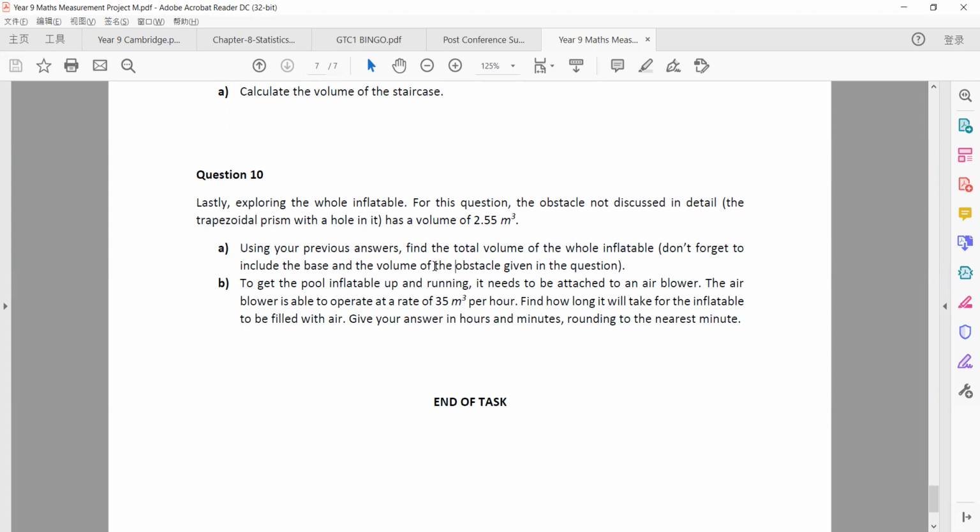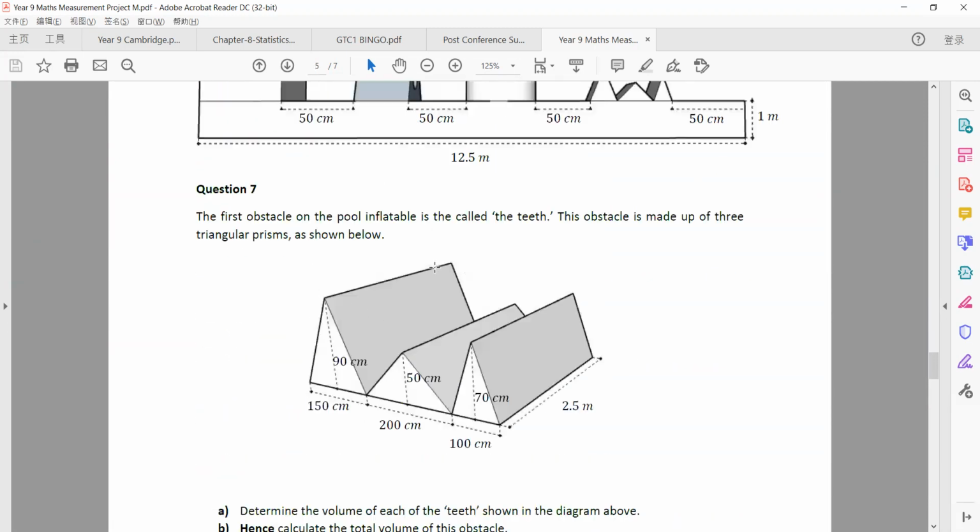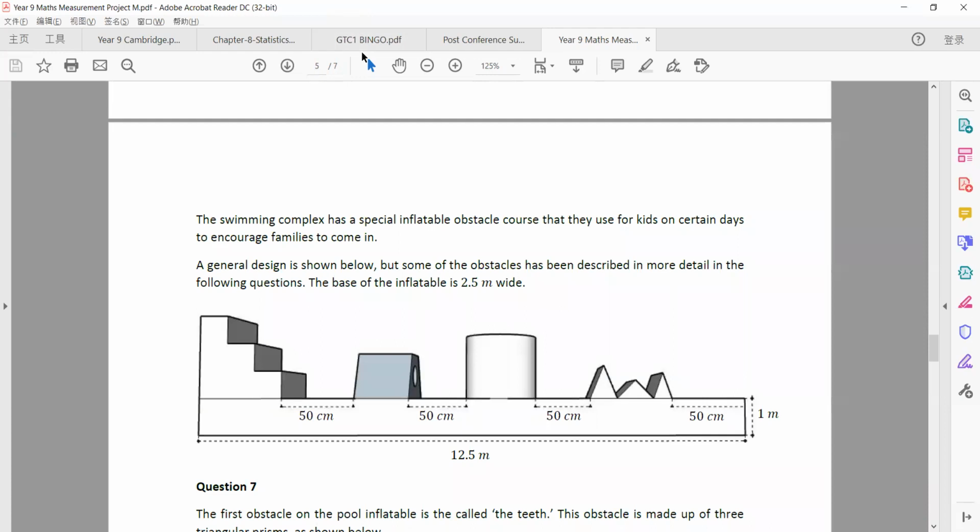So for the total volume, because before, we already calculated the volume of this one, the volume of this one, the volume of this one, and they also tell us the volume of this one is 2.55, right? So you know all the four volumes, and you also need to add this one. I just use a different color. You need to add this bit.